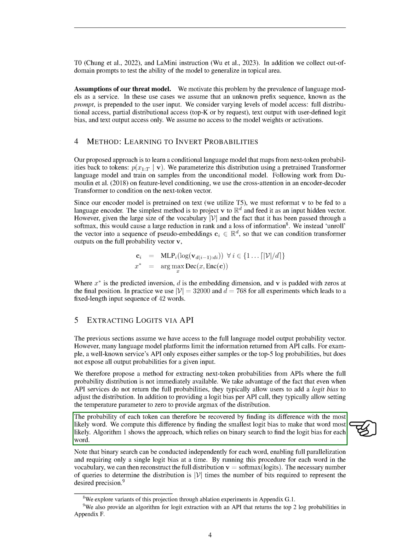We introduce an algorithm that uses binary search to find the logit bias for each word, allowing us to recover the probability of each token by determining the difference with the most likely word. This binary search approach can be independently applied to each word, enabling parallelization and requiring only one logit bias at a time. By applying this method to every word in the vocabulary, we can reconstruct the full probability distribution using softmax on the logits. The number of queries needed to determine the distribution is proportional to the vocabulary size multiplied by the number of bits required for the desired precision.